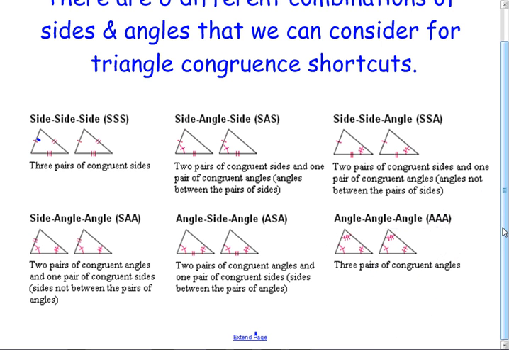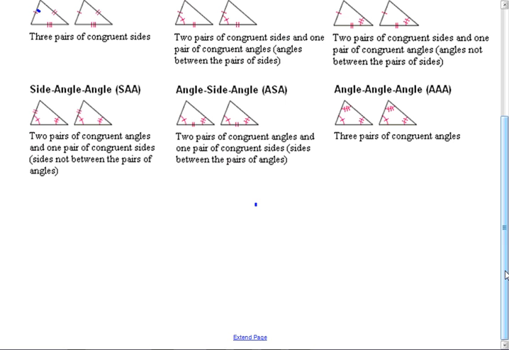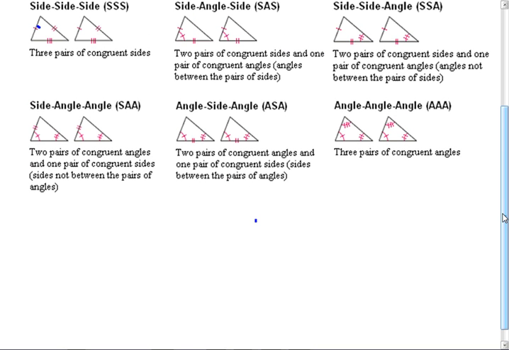Angle, angle, angle. We already know that from similarity. Now I'm going to draw, not a very good one, but an equilateral triangle. And what are the measures of the angles of an equilateral triangle? 60. Good. If I draw another equilateral triangle, what are those measures? 60. Are those triangles congruent?